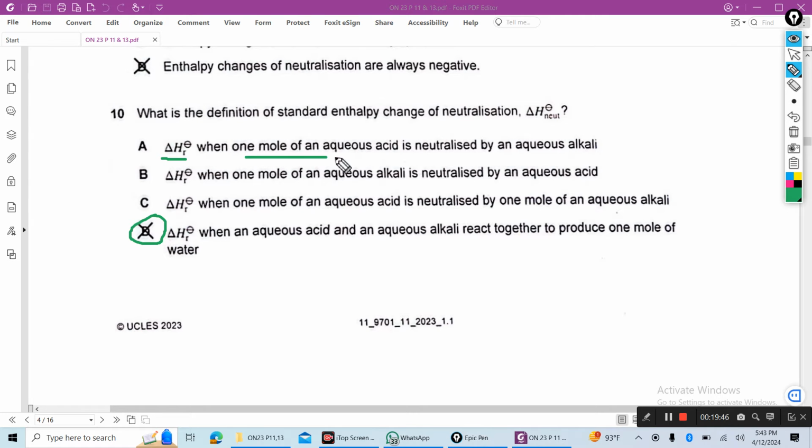When 1 mole of an aqueous acid is neutralized by an aqueous alkali. No, 1 mole of water will be formed. When 1 mole of alkali is neutralized by an aqueous acid. This is not complete, so D is the correct answer.